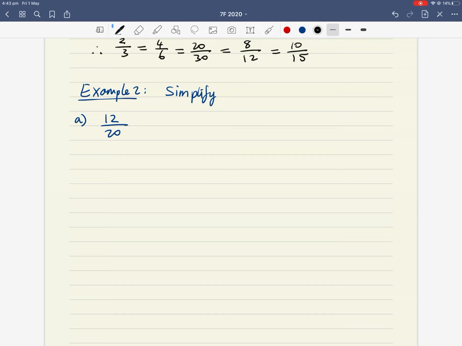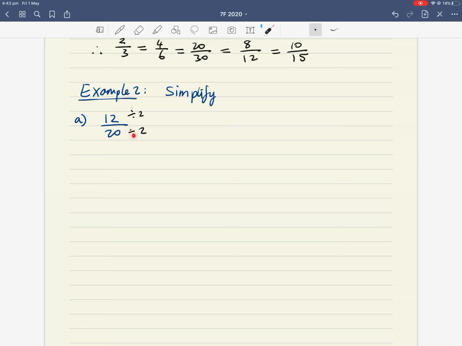So first think, what's a common factor between 12 and 20? If you can think of the highest common factor, that will definitely make your work much easier because you can save less lines of working. But if you can't think of the highest common factor between 12 and 20, just think, well, they're both even at the very least, so I can divide top and bottom by 2.